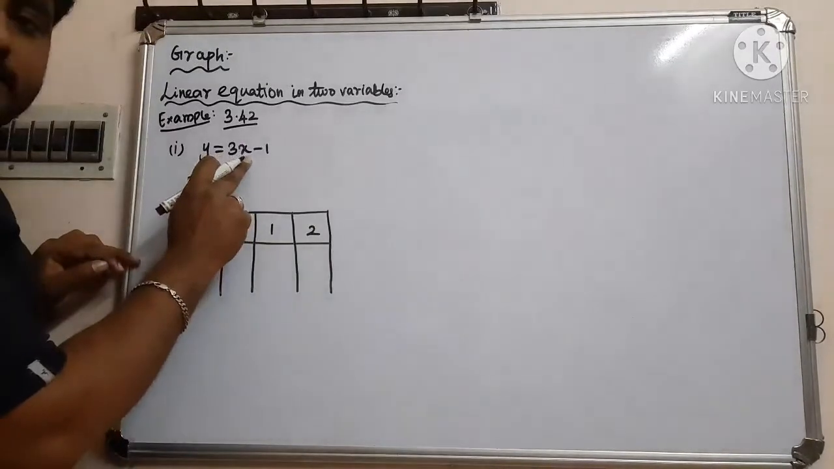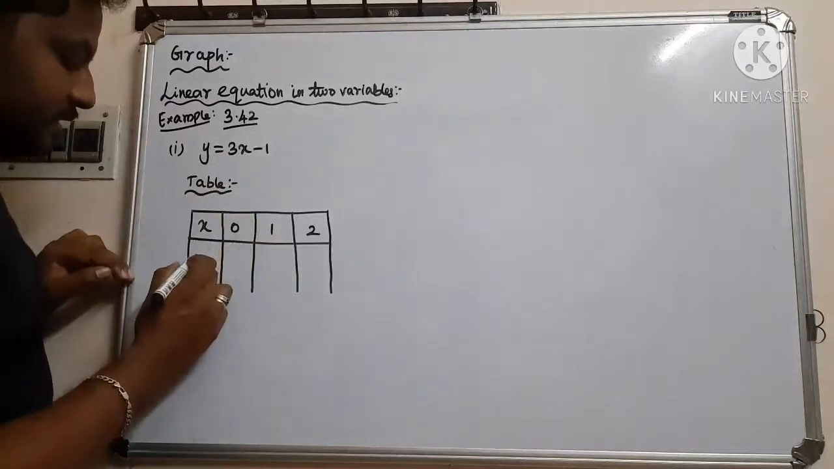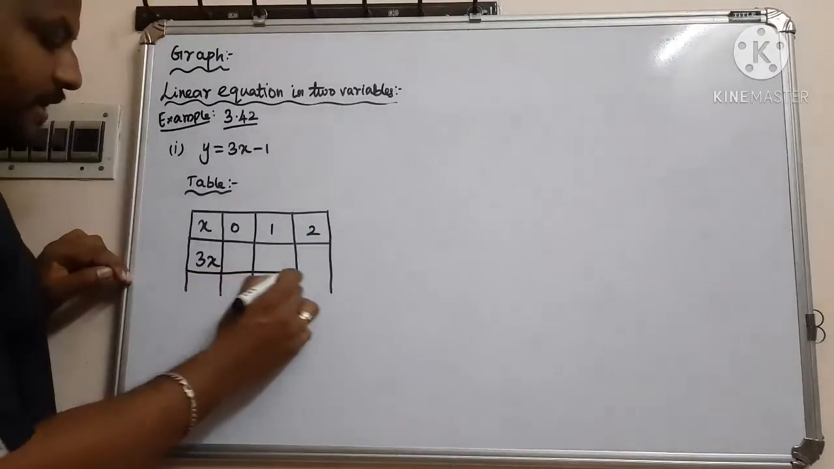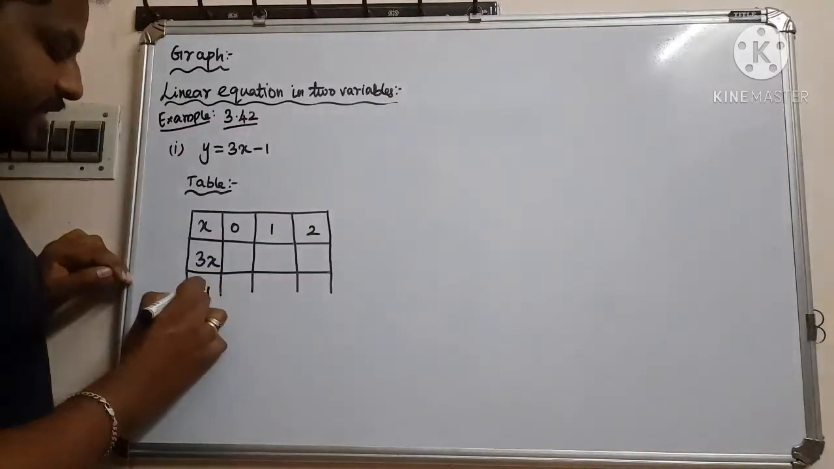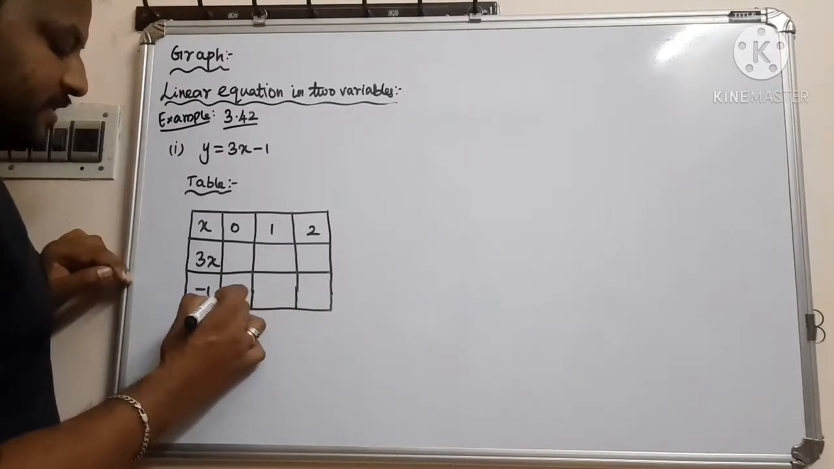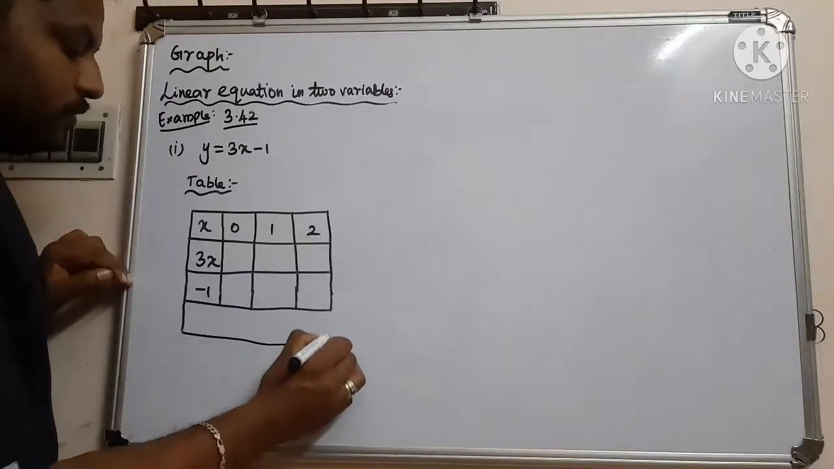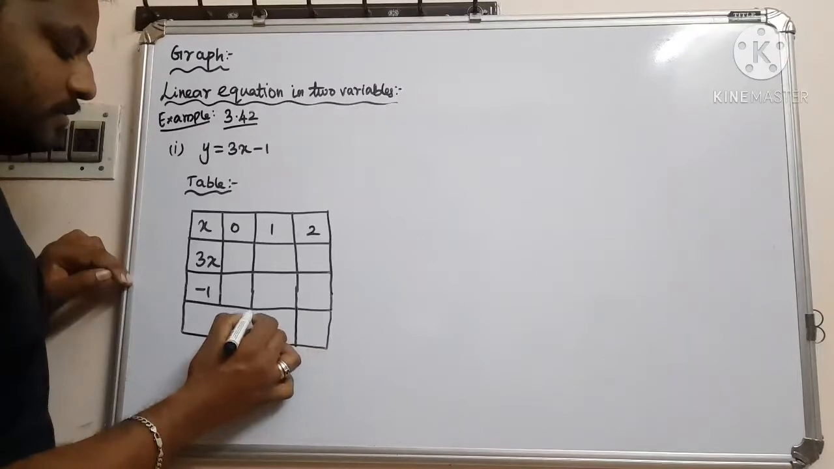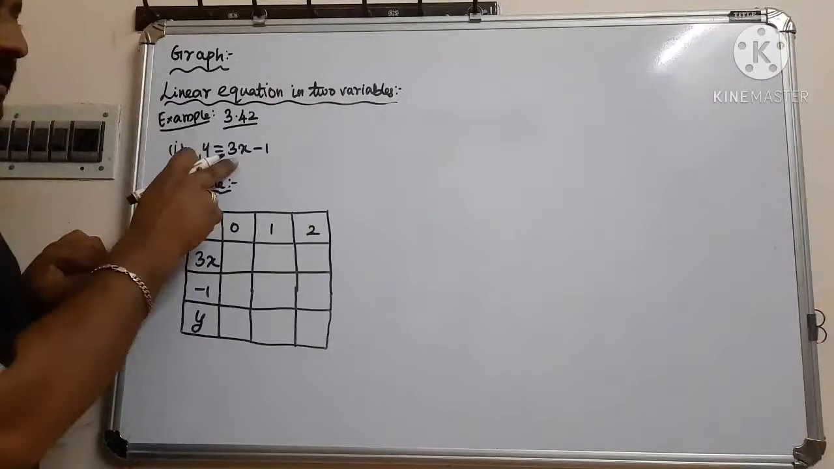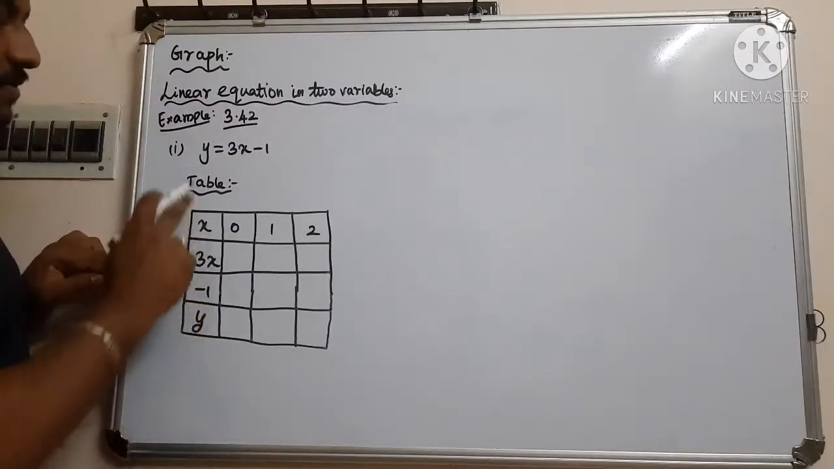What is the first term? Y is equal to 3x minus 1. The first term is 3x, so you must write 3x. The next term is minus 1. First term is 3x, next term is minus 1. And at last you have to write the y value, that is 3x minus 1. These two values you have to add, that is the y value.